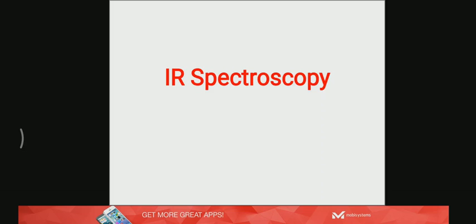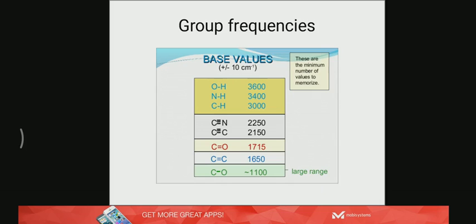In this class, we will discuss the application of IR spectroscopy on various molecules. When we try to interpret the IR spectrum of a molecule, we should have a clear idea about the basic IR frequency values of various functional groups.